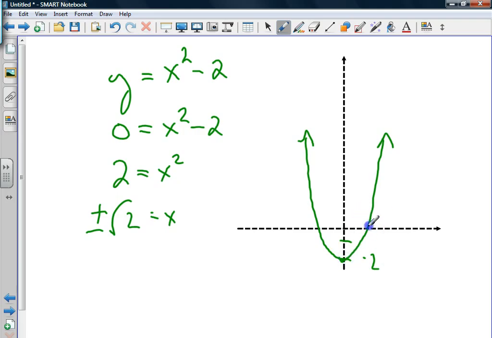But this root is rad 2. x equals rad 2 there. This point is rad 2 for x and 0 for y. And this point is negative rad 2 for x and 0 for y.